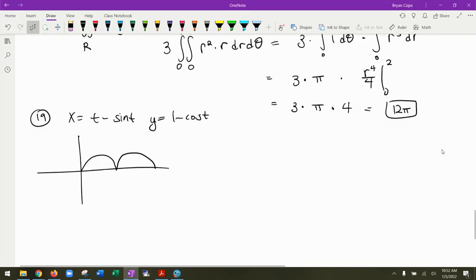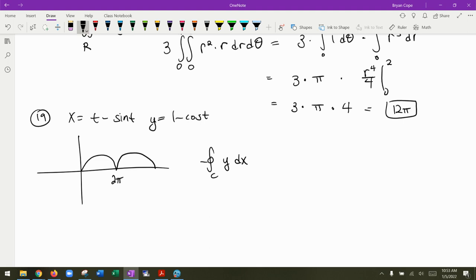Let's see, there's 0 and 2 pi. All right. So here is 2 pi. All right, so one of the formulas from number 5, let's just go with the first one. Actually, the second one might work nice. The negative line integral of y dx.